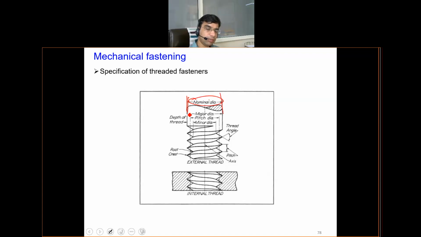Of course, if you look in more detail at this fastener, since there is a thread provided here, there will be a minimum diameter, which is known as the minor diameter, and at the exterior it is known as the major diameter. Correspondingly, these major and minor diameters, the thread angle, and of course the pitch of the thread are also parameters used to specify which type of threaded fastener is needed. Although much detail cannot be discussed at this point, this is just for your information that threaded fasteners have a lot of specifications.